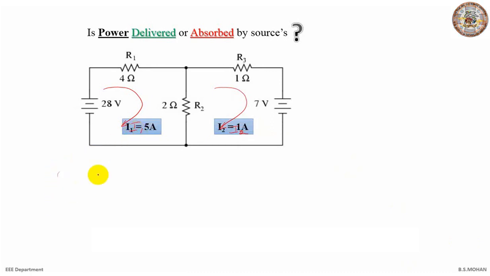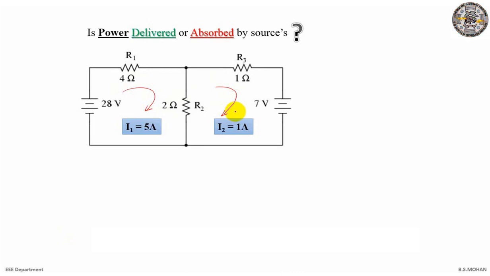As you can see, these currents are 5 amp and 1 amp. You can solve by yourself and check whether the currents are the same or different. Remember, I have applied mesh analysis and found this current in clockwise direction as 5 amps, and similarly here I have applied current in clockwise direction and found the current as 1 ampere. Now from here we'll see how to find power.